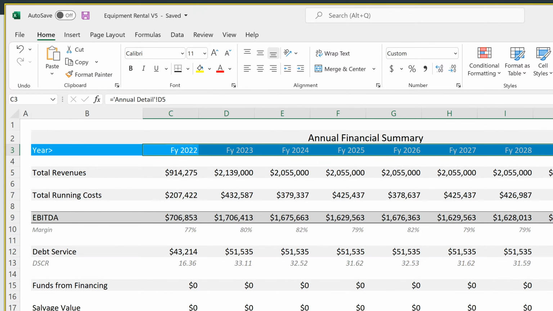Every time I've done, let me get this back up, anytime I've done a financial statement in Excel, it never is perfect on the first try. There's always stuff going on. So let's see what could be the problem.